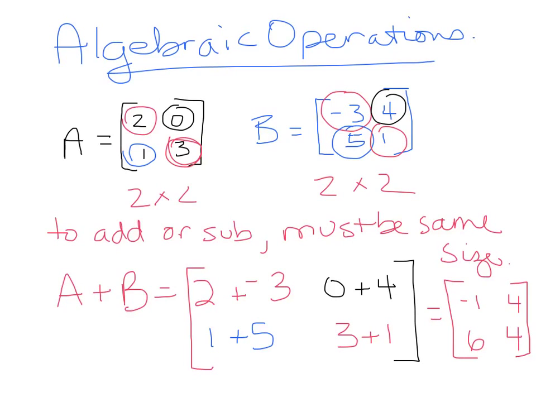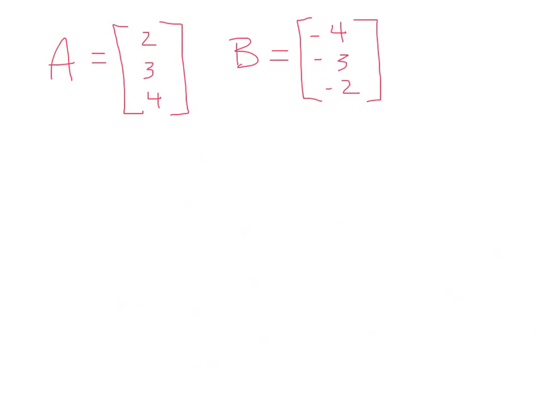So let me give you one to try. Here are two matrices. I want you to name the size. Make sure they're the same size. And if you can, then you would find A plus, well, let's do A minus B. Alright, so take a minute and see what you get.